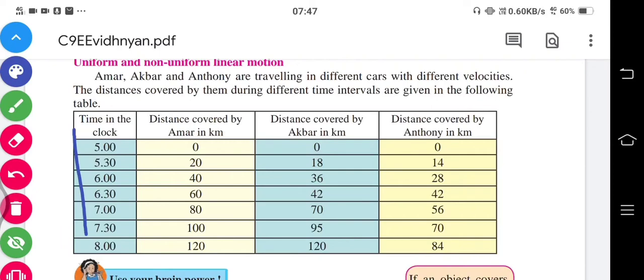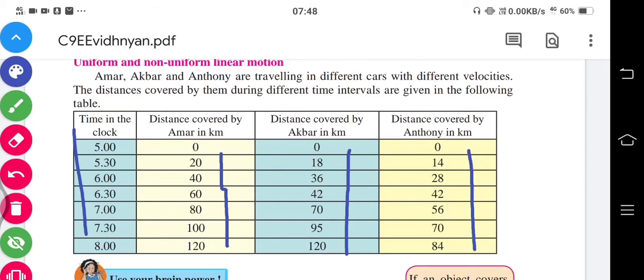The distance covered by Amar in kilometers, starting with 0 for everyone, is 20, 40, 60 and up to 120. In the same way, Akbar starts at 0, after that 18, 36, up to 120. After that, Antony is 14 to 84. Is it? So the distance keeps changing as time passes. But what is the distance covered in equal intervals of time?